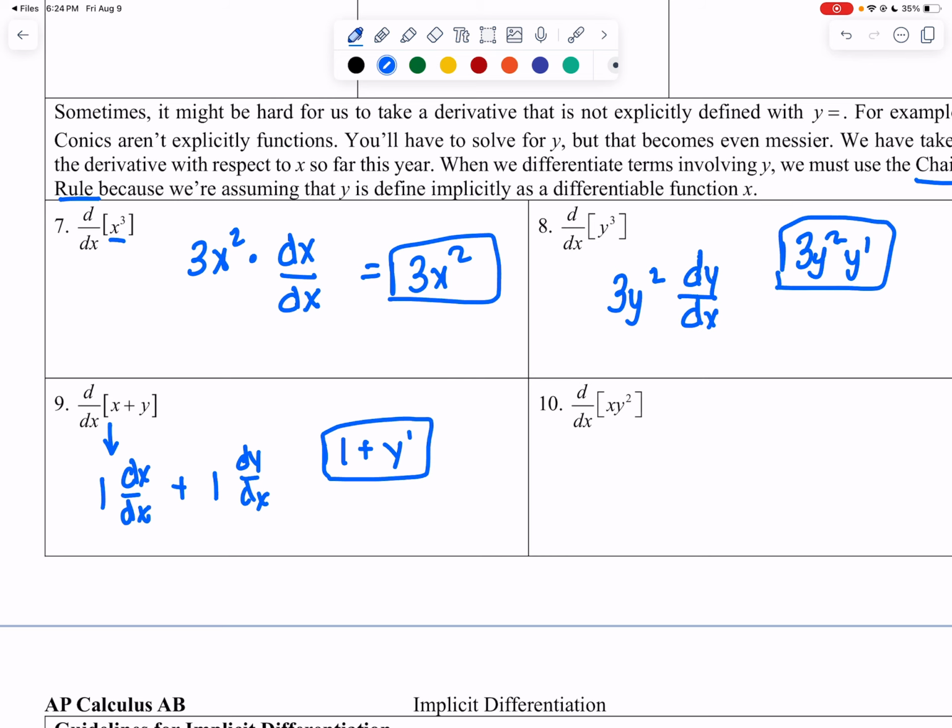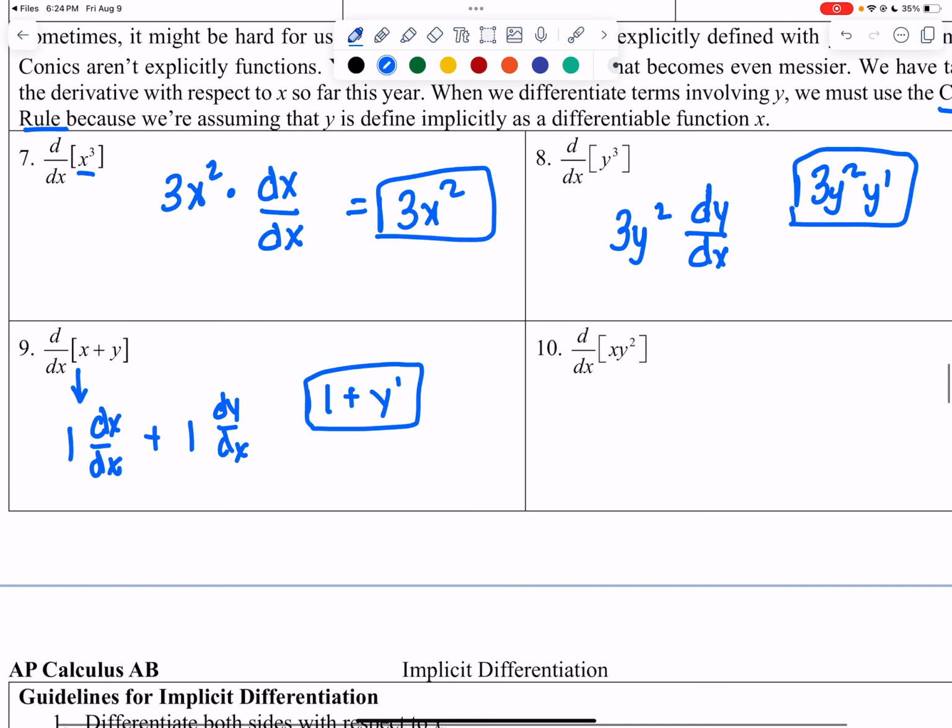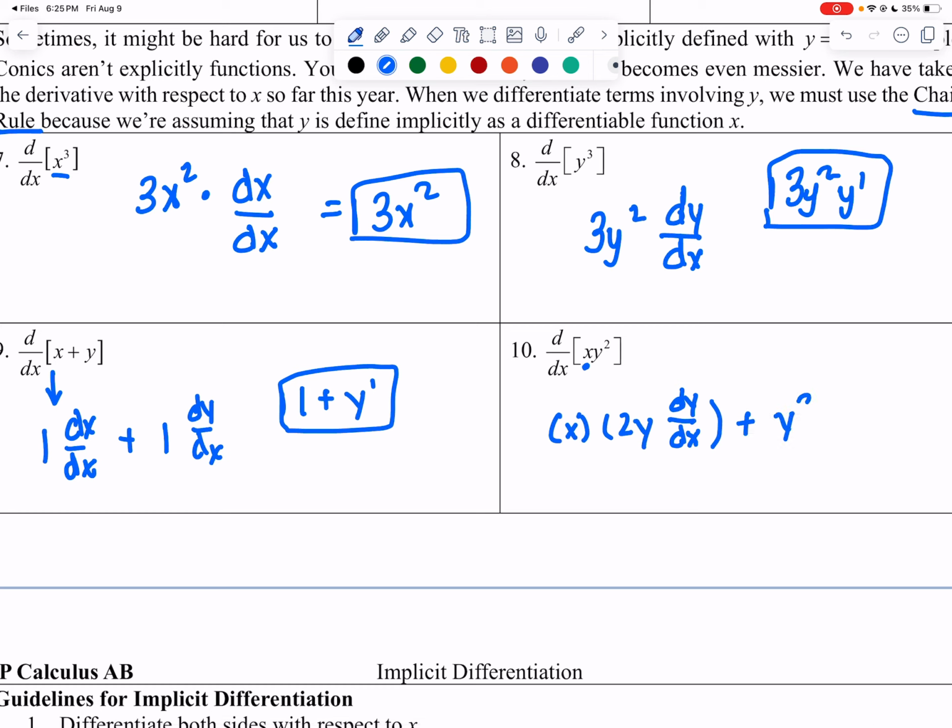Same thing with number 10. I'm going to use product rule here. So I'm going to have first times the derivative of the second. So I'm going to have x squared times 2y, and then using chain rule, I'm going to have the derivative of y with respect to x, plus second times the derivative of the first. So that's going to be y squared times 1, dx over dx. I'm going to clean this up a little bit so that you can see that this is just going to be 2xy y prime plus y squared.